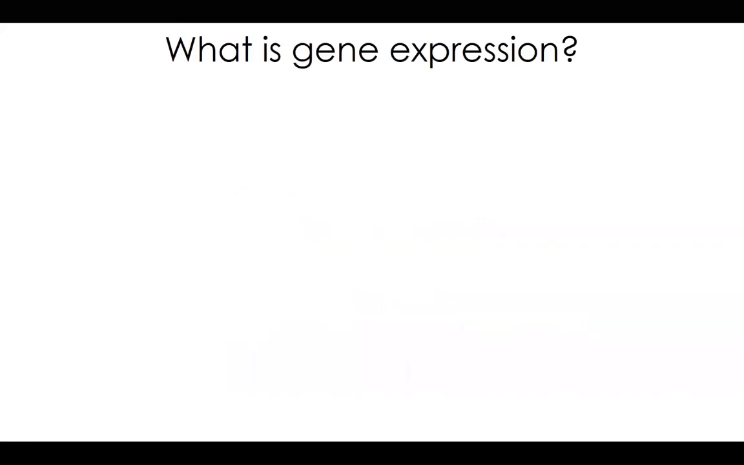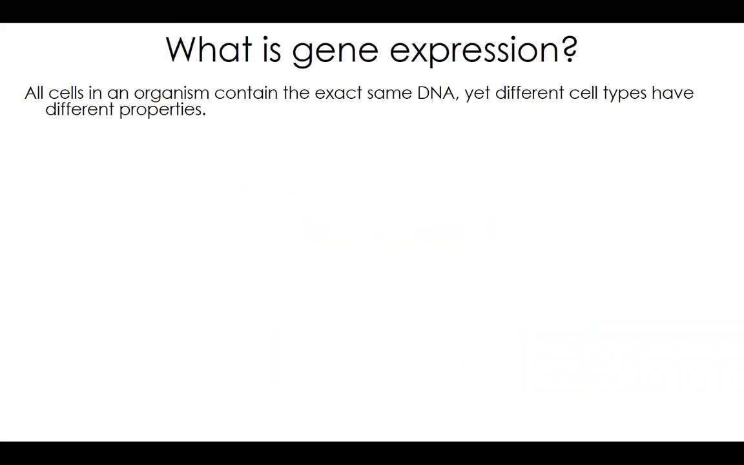So what is gene expression? All of the cells in an organism, including you, actually contain the exact same DNA. So every cell in your body has the same genetic code. But we've talked about in previous chapters, and it's pretty obvious if you even just think about the way a human body is going to be composed, that different cell types have different properties. Muscle cells look different from liver cells, which look different from neurons. So if they all have the same genetic code, what makes these cells different from one another?